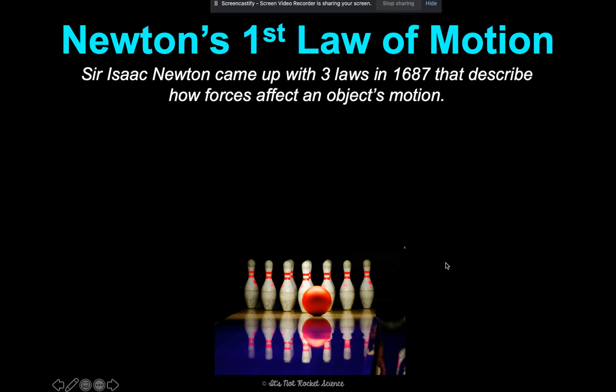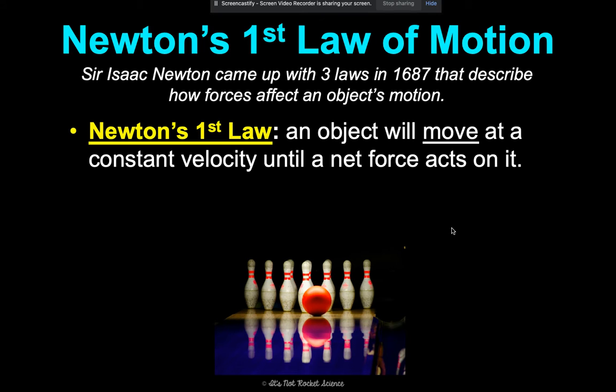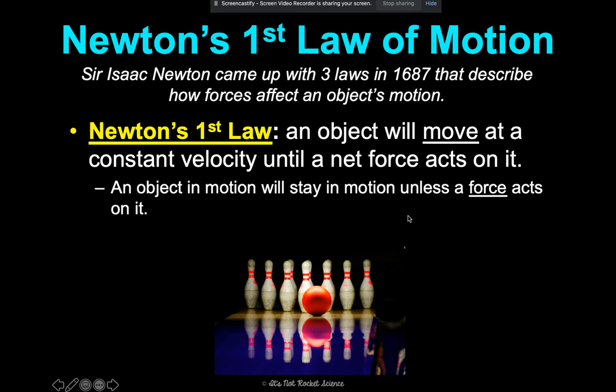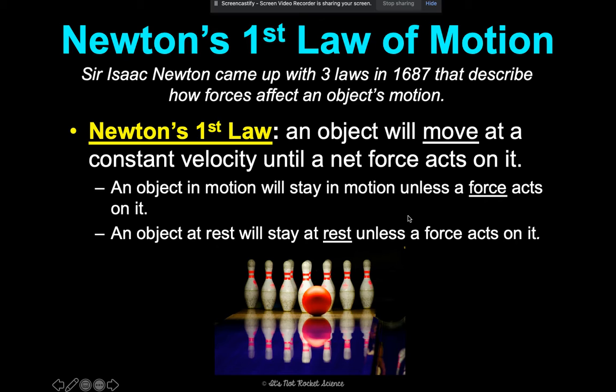Let's talk about Newton's first law. Sir Isaac Newton came up with 3 laws in 1687 that describe how forces affect an object's motion. Newton's first law means an object will move at a constant velocity until a net force acts on it. Or an object in motion will stay in motion, or an object at rest will stay at rest unless a force acts upon it. An example here would be bowling. The pins don't move and the ball doesn't move until someone forces them to. So the ball has to be rolled down the lane. The pins don't move until the ball hits the pins.